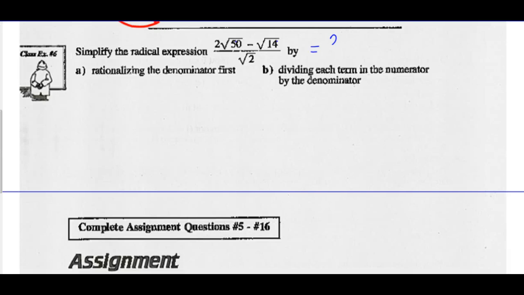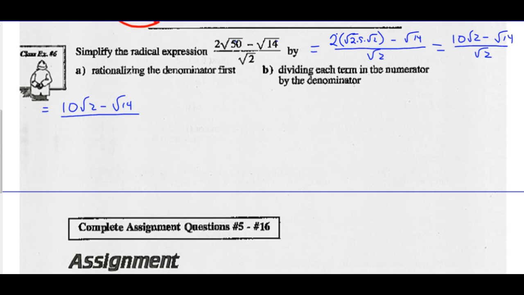All right, so let's simplify this first. This whole thing would be 2 radical 50, which would be radical 25 times radical 2, minus radical 14, can't really simplify that one, all over radical 2. So square root of 25 is 5, 5 times 2 is 10, radical 2 minus radical 14, all over radical 2. So I'm going to take that expression, 10 radical 2 minus radical 14, all over radical 2, and I'm going to multiply it by radical 2 over radical 2. That's how we rationalize the denominator.